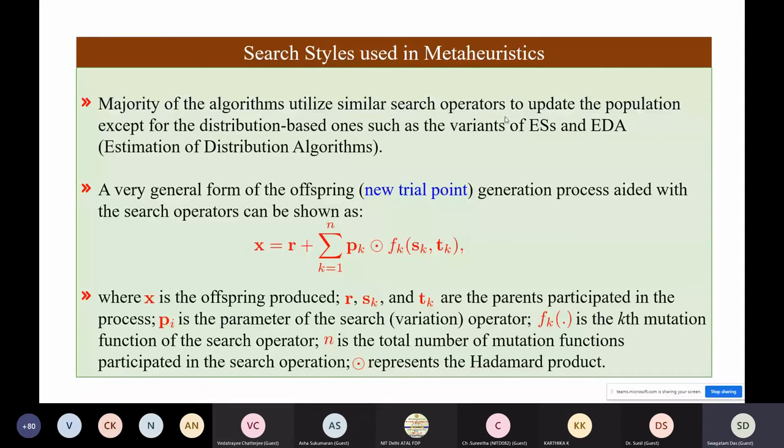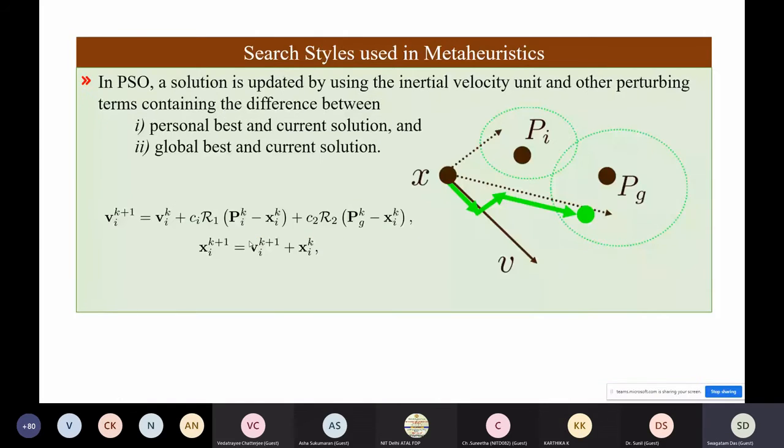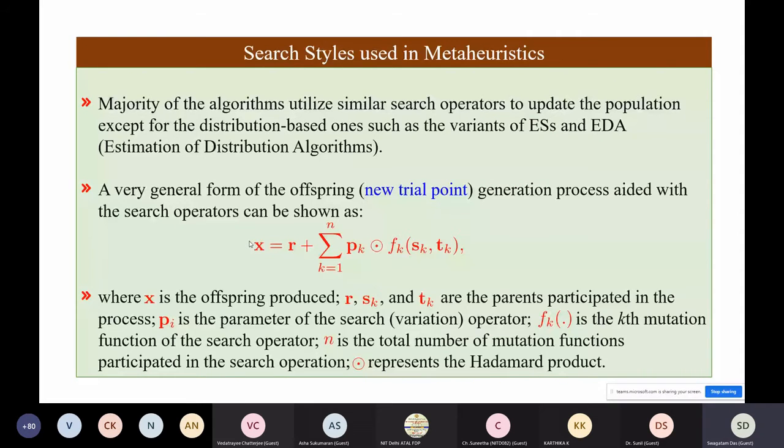So a very general form of the offspring generation process aided with the search operators could be written like x is equal to r plus sum over k of p_k Hadamard product f_k s_k. What are these? X is the new offspring. There are various types of equations involved in different algorithms under different names. We are trying to present a unified view here. X is the offspring produced, R, S_k, and P_k are the parents participating in the process.